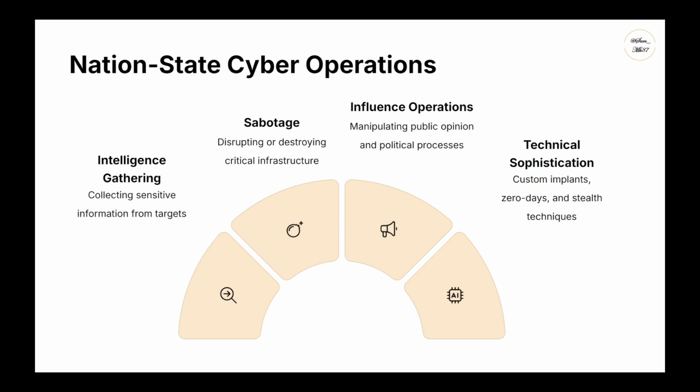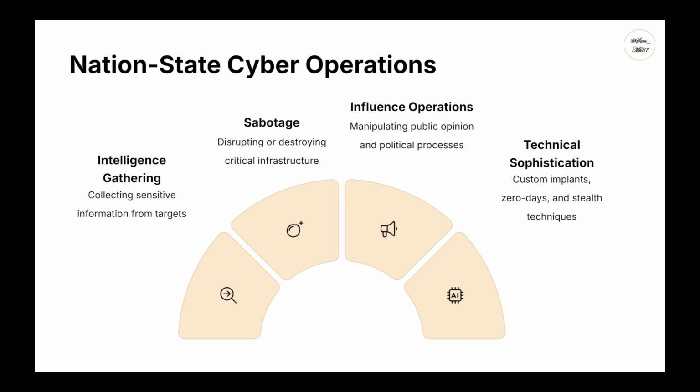So, some things about nation-state cyber operations, which are the most advanced and well-resourced form of cyber activity. One major category is influence operations, where the goal is to manipulate public opinion or interfere with the political process. This includes spreading disinformation and also targeting election infrastructure. There is also sabotage, which involves disrupting or destroying critical infrastructure such as energy grids, transportation systems, or communication networks.